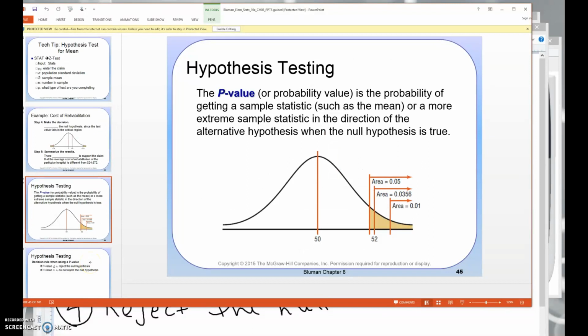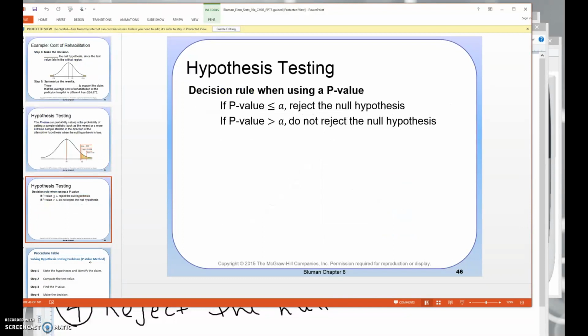Okay, now that was what we call the traditional testing. Here we're going to go into a p-value. This is another option for testing whether your hypothesis is true or not. A p-value is the probability of getting a sample statistic or a more extreme sample statistic in the direction of the alternative hypothesis when the null hypothesis is true. So it's that probability again.